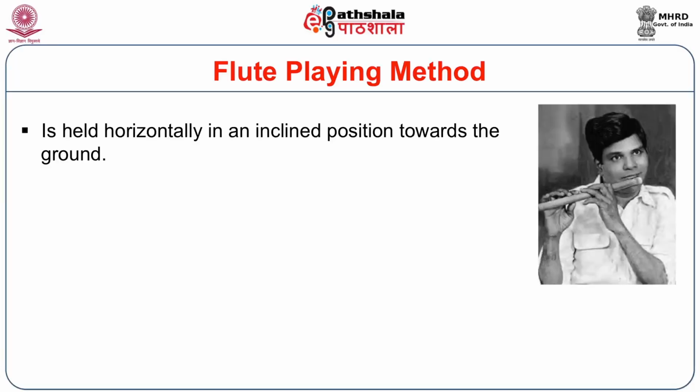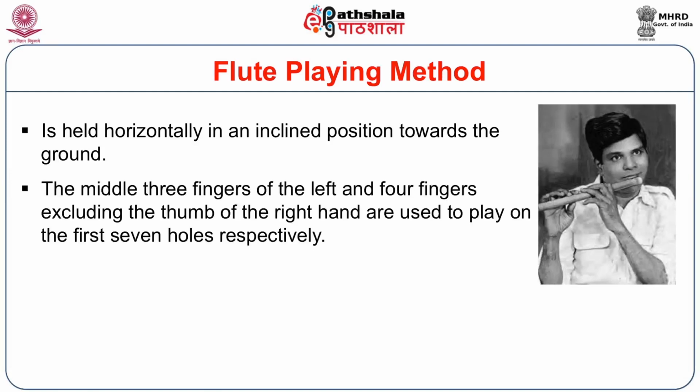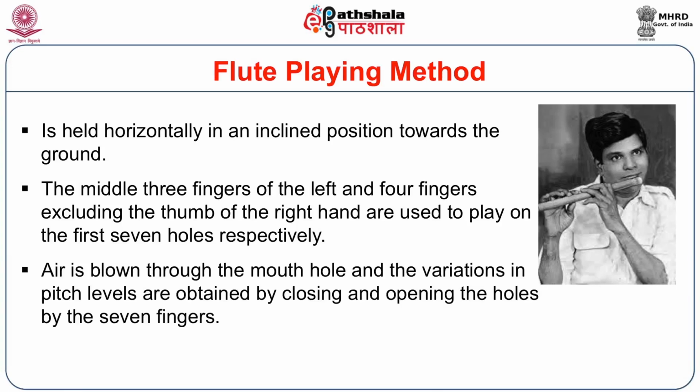Air is blown through that, and by closing and opening of the holes we get the differences in the pitches. Usually the flute is held horizontally in an inclined position from the ground, and the middle 3 fingers of the left and the 4 fingers excluding the thumb of the right are used to play the 7 holes of the flute. Air is blown through the mouth hole, and the variations in the pitch are obtained by closing and opening the holes by the 7 fingers.